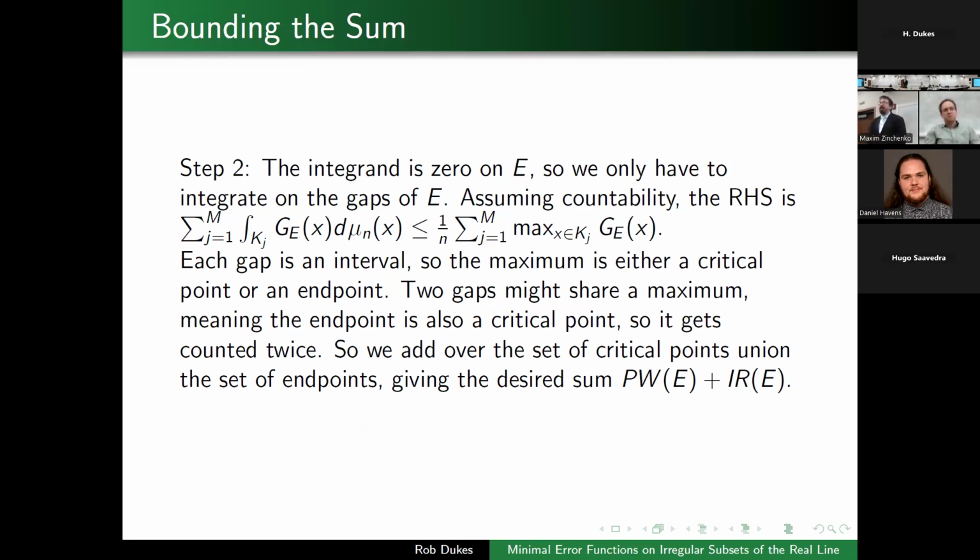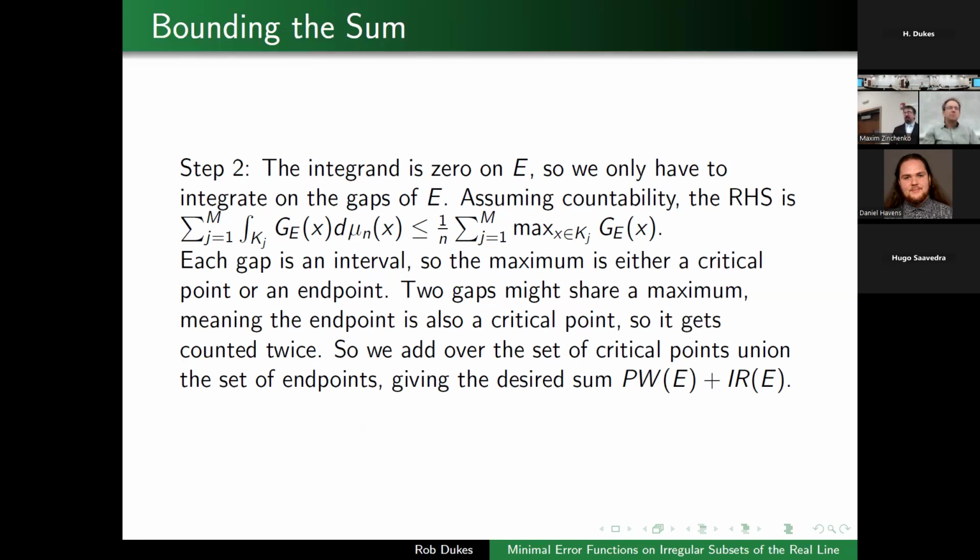If they happen to share a maximum, that would mean they'd have to have a shared endpoint in the middle, so it would get double counted. But that's okay, because our sum would also double count it. We'd add up all those points, critical points and endpoints, value of the Green's function, and we get this new sum. That's our upper bound.